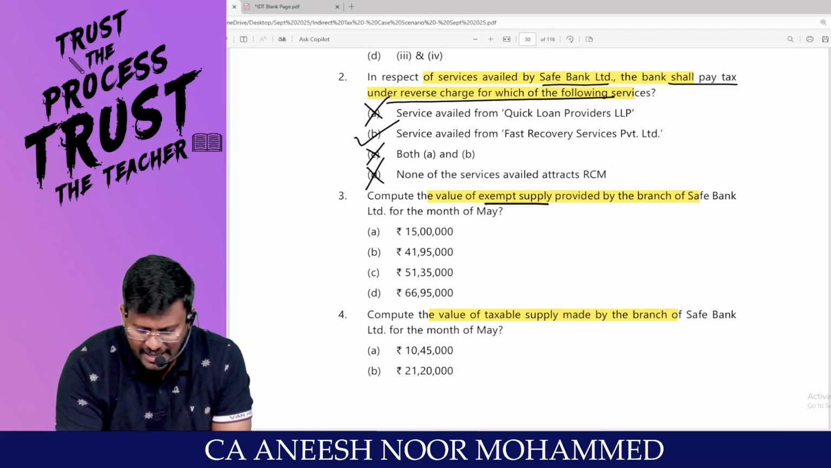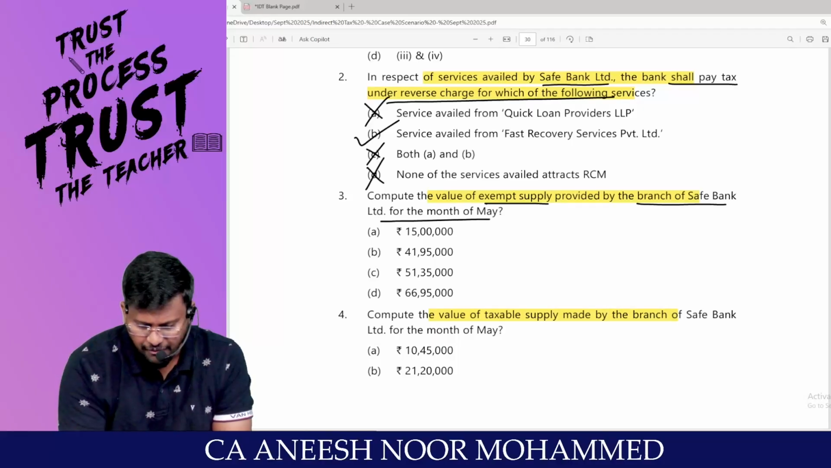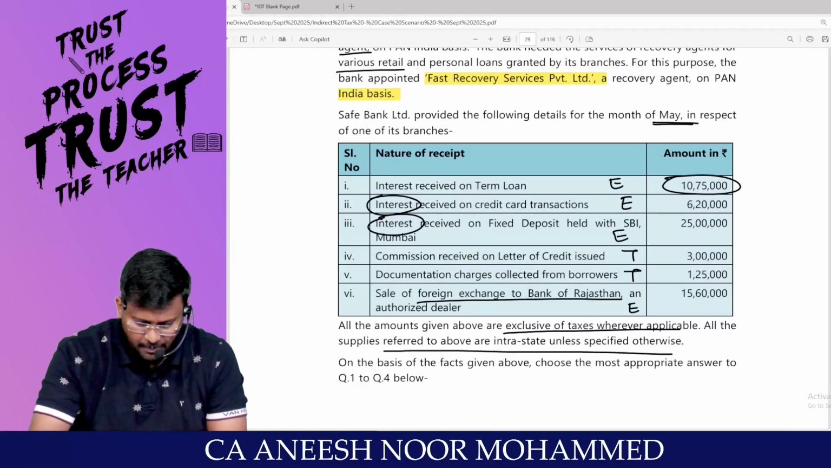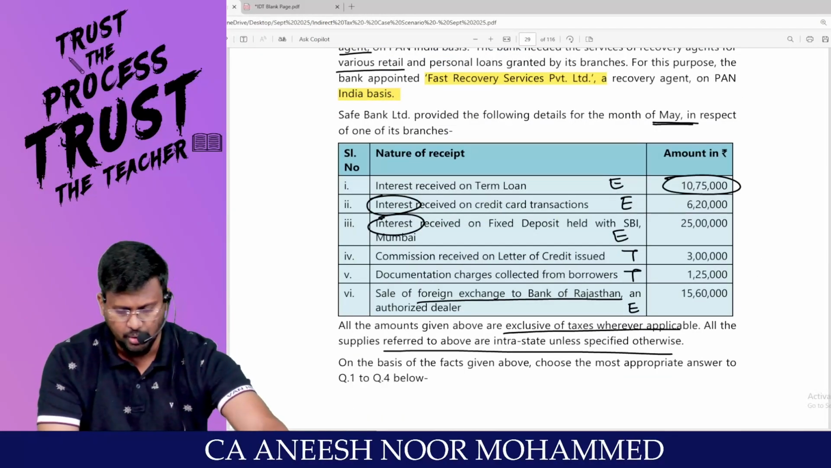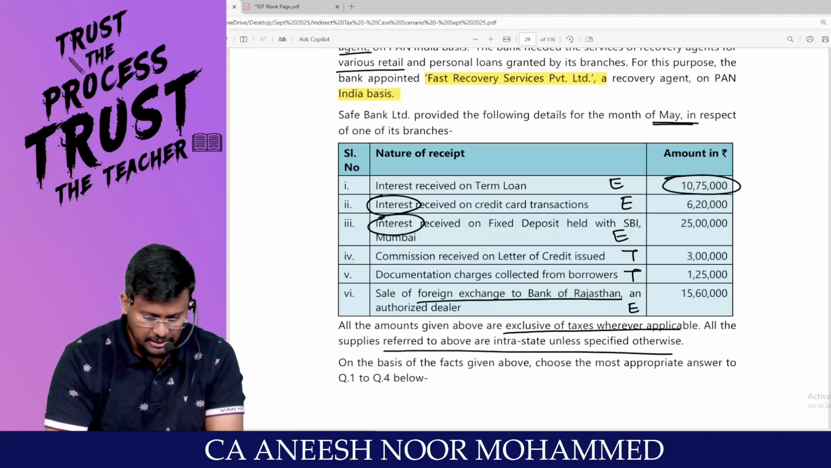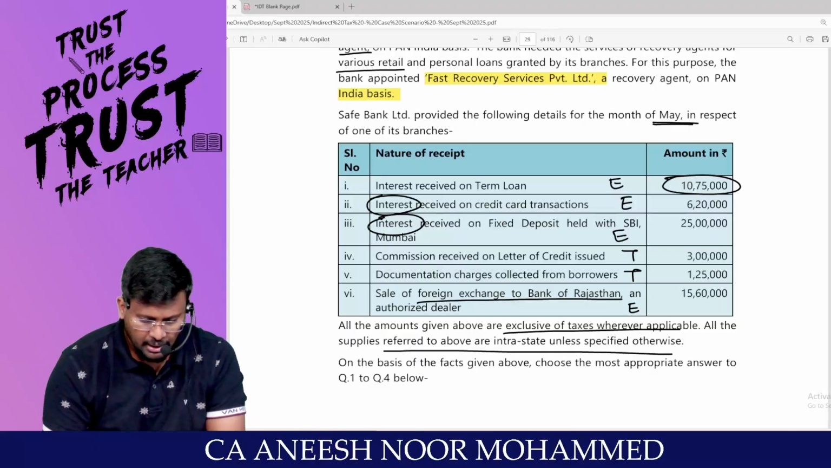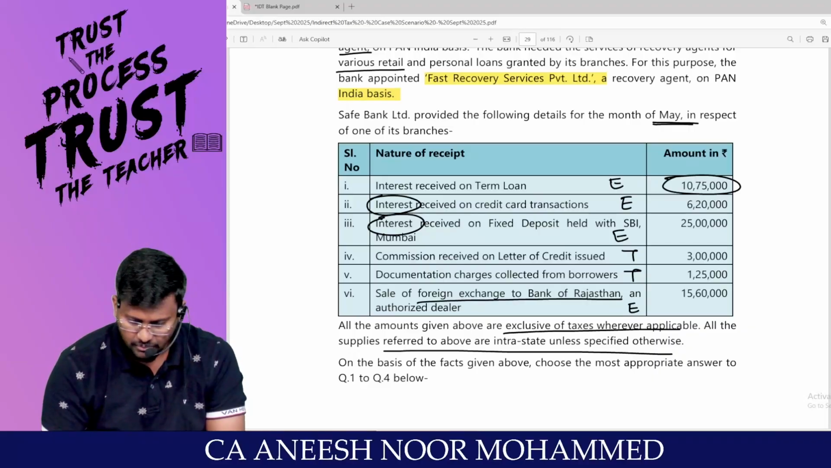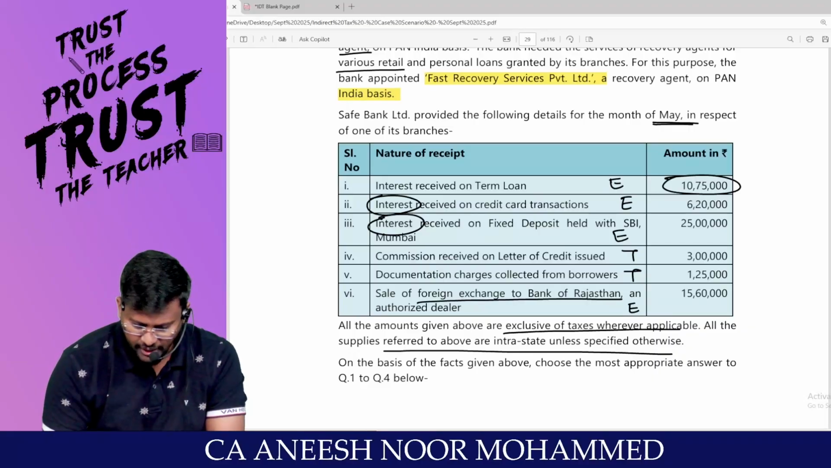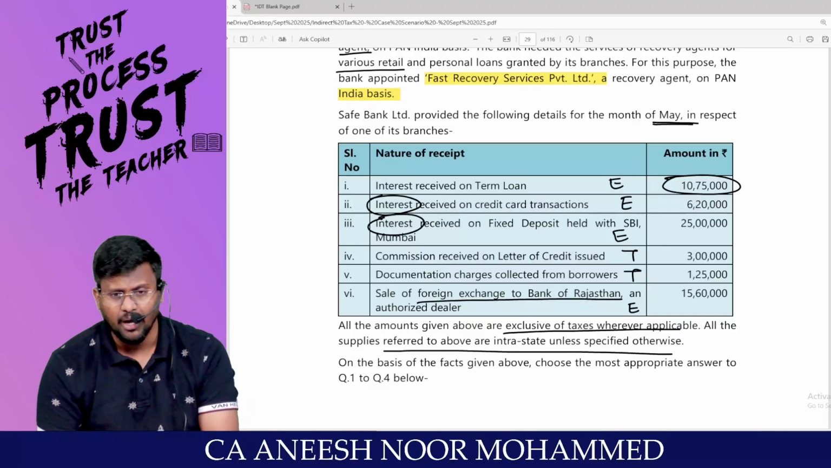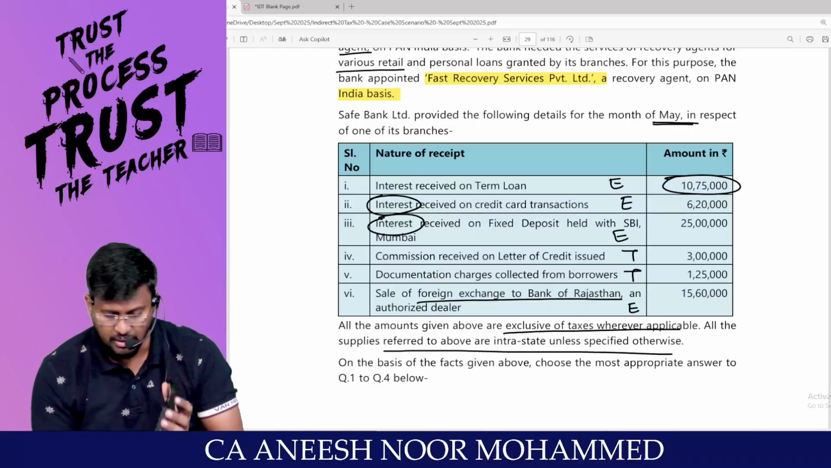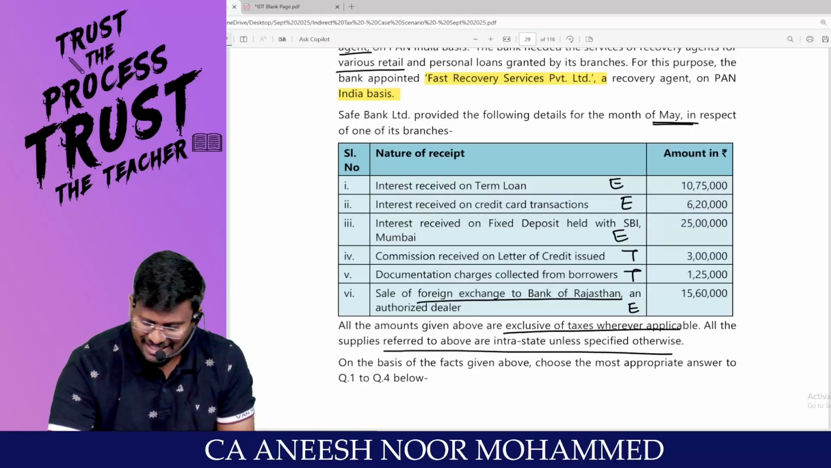Compute the value of exempt supply provided by the branch of Safe Bank for the month of May. Exempt supply means interest is exempt. 10,75,000. You have to take the calculator. Plus interest received on credit card, 6,20,000. Interest received on what? Fixed deposit, 25 lakhs. Then sale of foreign exchange, 15,60,000. Right? 57,55,000. I read only interest.